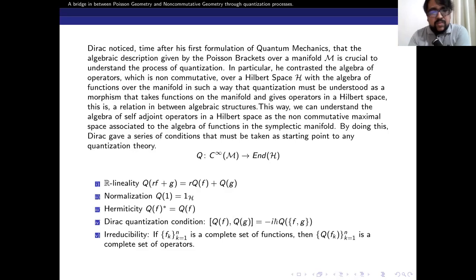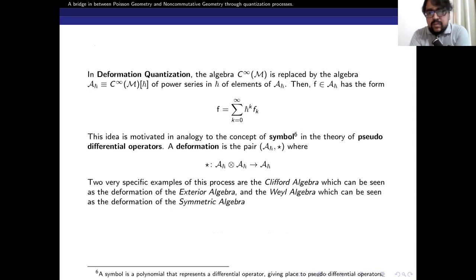Finding non-commutative spaces is basically a quantization. Dirac noticed, some time after his formulation of quantum mechanics, that the algebraic description given by the Poisson brackets over the manifold M is crucial to understand the process of quantization. So he listed a series of requirements that any quantization scheme must satisfy. These properties are often called the von Neumann-Dirac axioms for quantization schemes. In particular, I'm going to talk about deformation quantization, but there are others, for example, geometric quantization.